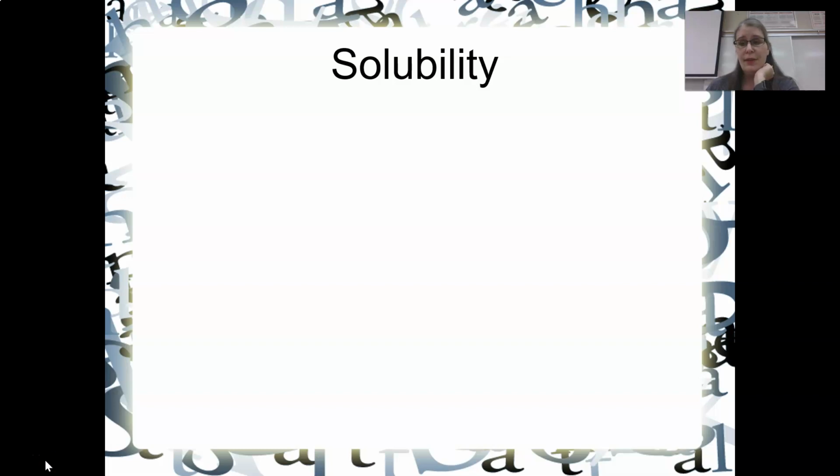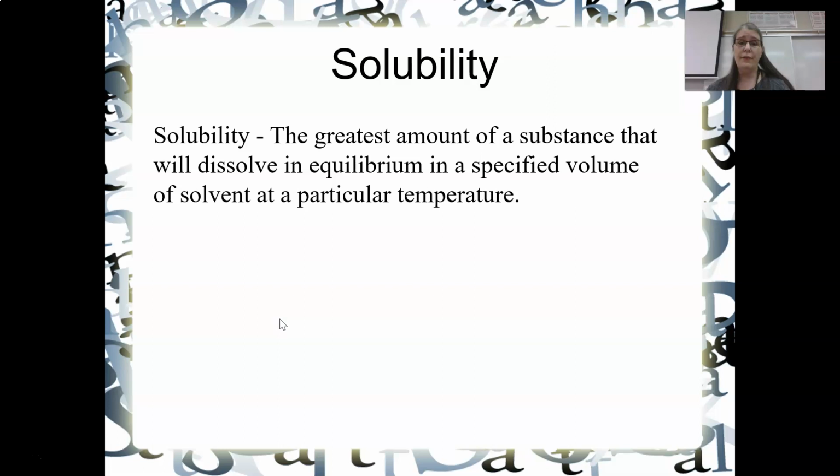So let's remember a few things about solubility, and then we can see how approaching solubility equilibrium problems really uses a lot of the same techniques as any other general equilibrium problem. So the solubility of any substance is the equilibrium concentration. It is the amount of substance that will dissolve in a specific volume of solvent at a particular temperature.